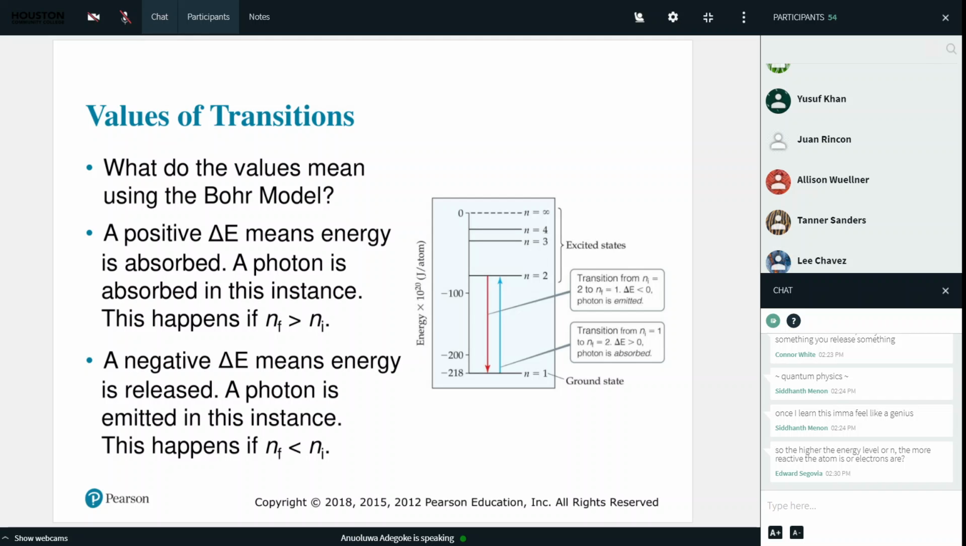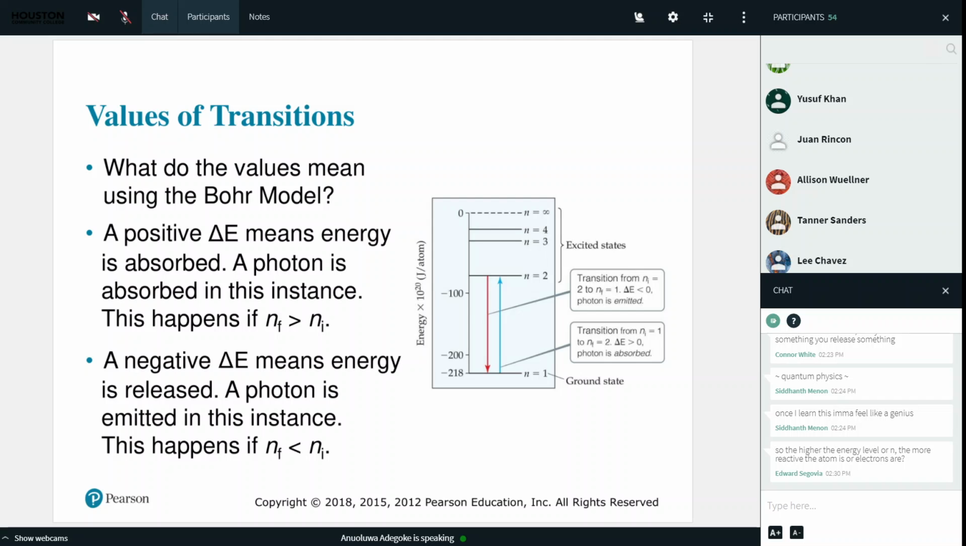So the higher the energy level, or N, the more reactive the atom is, or the electrons are. No, actually, we are not describing the reactivity of the atom yet. What we just want to know is that whenever those electrons move to a higher energy level, they are going to come down. But the higher they move, the bigger the distance between them and the ground state. So you're going to see that difference in the energy: the bigger the difference between the ground state and the excited state.